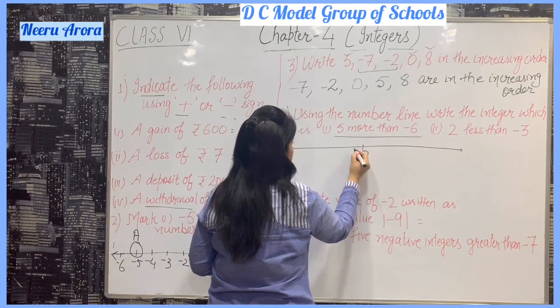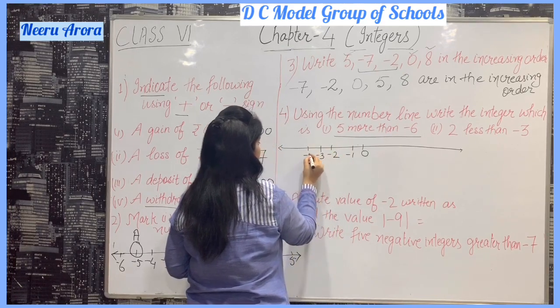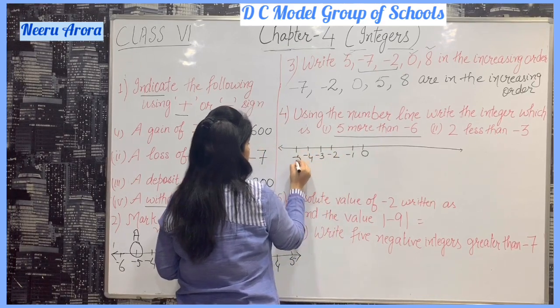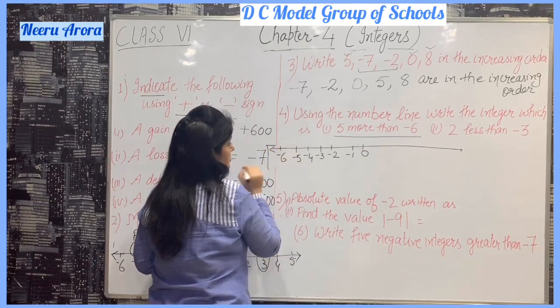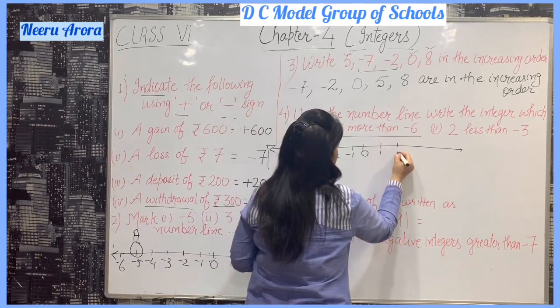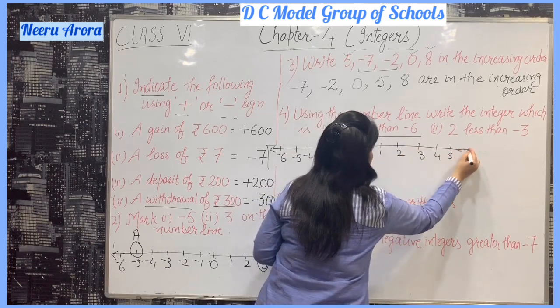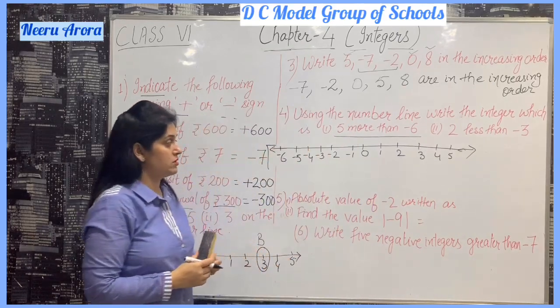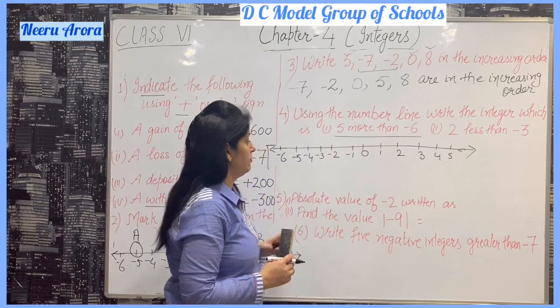In the middle it is 0, minus 1, minus 2, minus 3, minus 4, minus 5, minus 6. Here it is 1, 2, 3, 4, positive numbers. On the right side of the 0, here it is positive numbers. So what is the question? 5 more than minus 6.